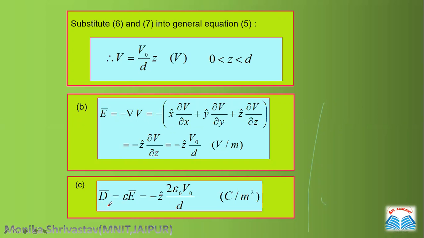And if we want to know this displacement vector D, then we know that D is equal to epsilon E, and this epsilon is given in the question. That was epsilon equals 2 epsilon naught in between those two conductors. So just put that value of epsilon, and we can derive this D also.